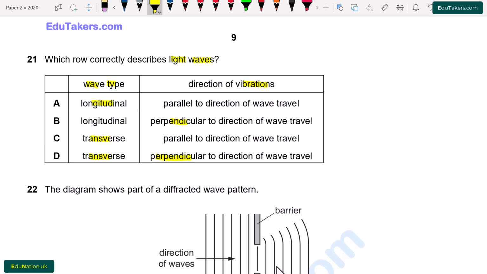So light waves are transverse in nature, and in a transverse wave, the direction of vibration is perpendicular to the direction of wave travel. So from here option D is correct.